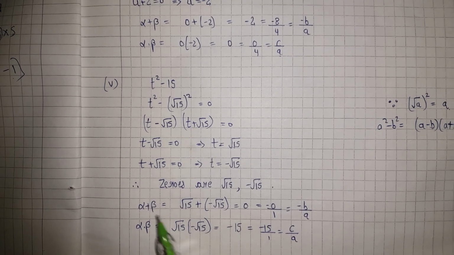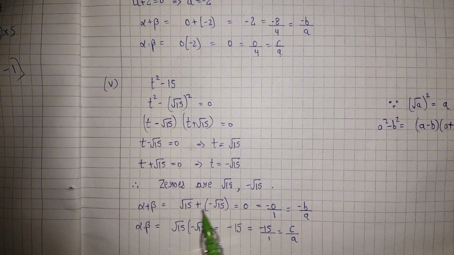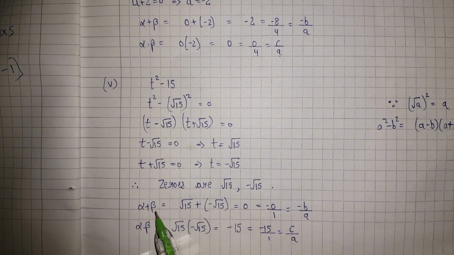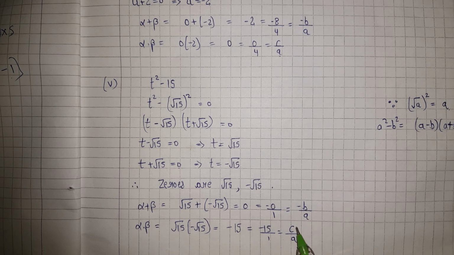Sum of the zeros is equal to root 15 plus minus root 15, plus minus minus. So root 15 minus root 15 is equal to 0. Product of the zeros is equal to minus 15. Sum of the zeros is equal to minus b upon a, and product of the zeros is equal to c upon a.